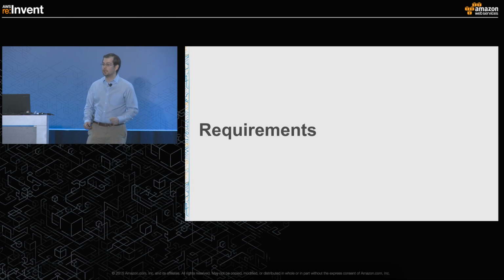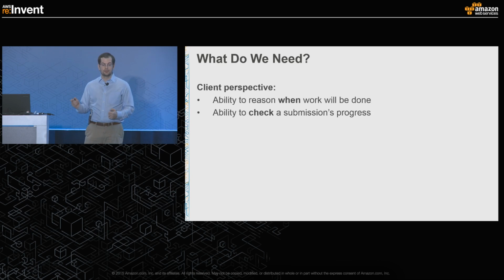So from this, we ended up with a series of requirements that we had to work through. The first of which, from the client, we need to be able to reason when the work will be done. And we need to be able to check the progress of a submission when we haven't met our expectation. But the most important one of these is to be able to give the user a pretty solid guarantee of when we will actually complete that work.